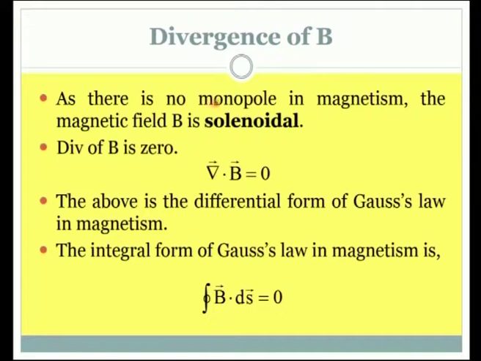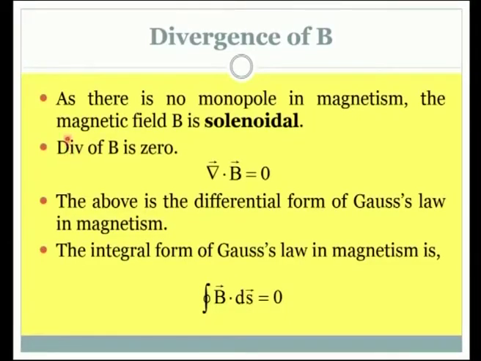As there is no monopole in magnetism, the magnetic field B is solenoidal. What is the meaning of solenoidal? If you consider a field, whatever is entering is going to come out. In the case of electrostatics, there is a positive charge from which the electric fields come out, as we have learnt. But in the case of magnetism, as there is no monopole, whatever magnetic field is entering a region will definitely come through the other side, because we do not have any source or sink; north or south pole is not there. So, such a field is called a solenoidal field in mathematics. So, that is the meaning of this.